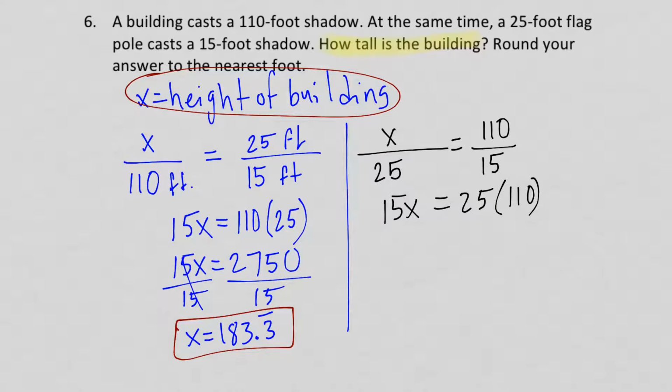Look, according to the information, the flagpole is 25 and its shadow is 15. So the shadow is shorter than the flagpole. That makes sense. The building is 183 feet tall. Its shadow is 110. That makes sense. The building should be taller than how long its shadow is.